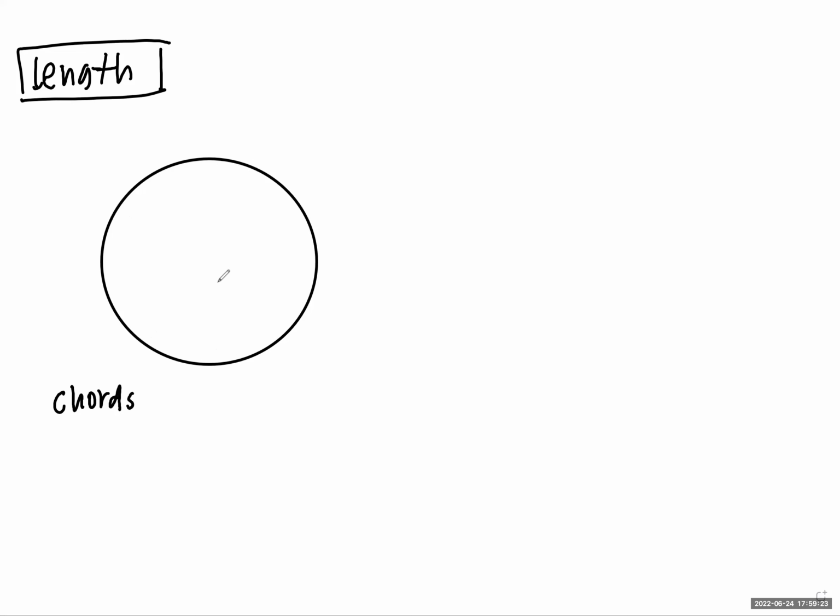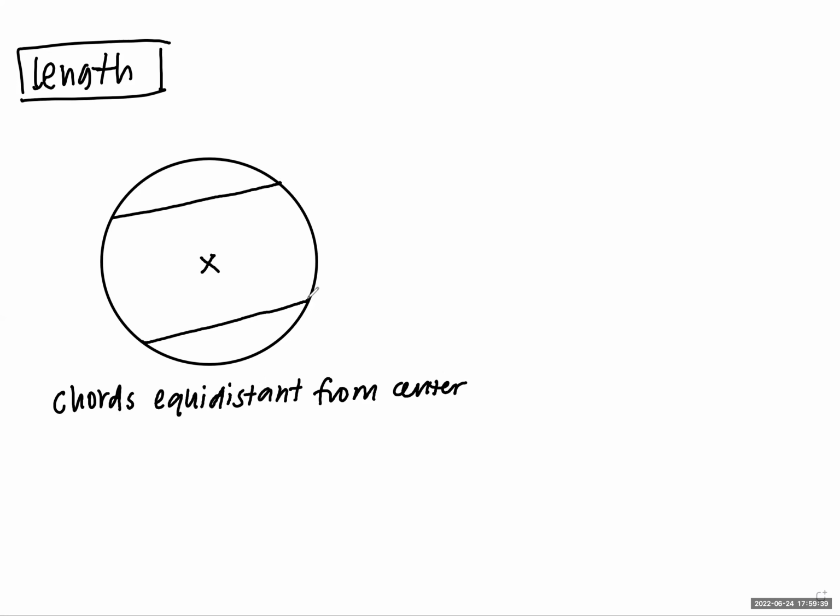Okay. So right now this is called chords equidistance from center. This is another property you need to remember. So this is a center, this is a chord, and this is a chord, right? So why they say equidistance? Equidistance means equal distance. Means here to here is equal distance. Understand?